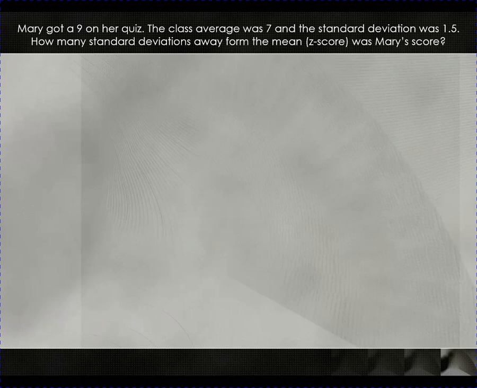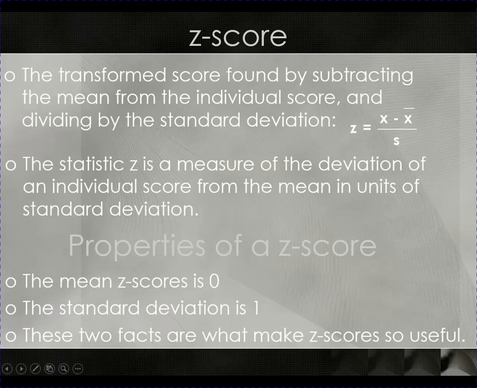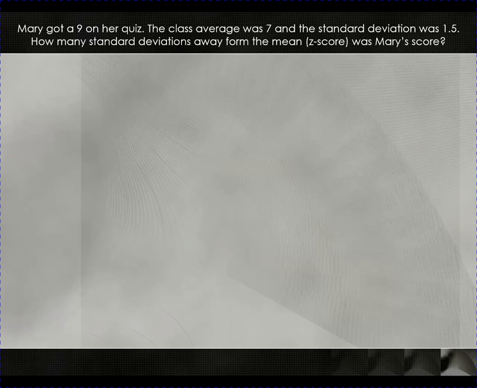Mary got a 9 on her quiz, the class average was a 7, and the standard deviation was 1.5. How many standard deviations away from the mean was Mary's score? So we're just looking for Mary's Z-score. Our equation for Z-score is the individual score minus the mean, divided by the standard deviation.